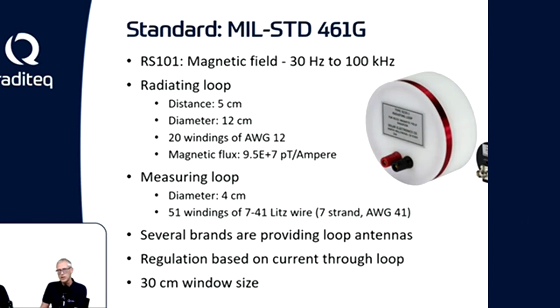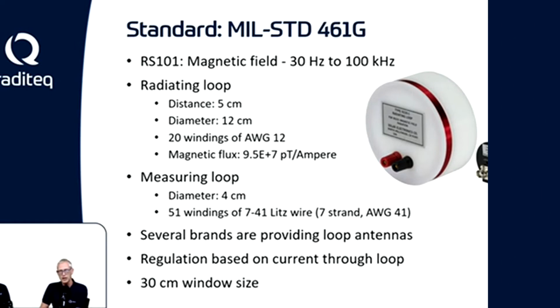The first standard, which is as far as I know the first one that has described this magnetic field test, is the MIL standard 461G. Specifically, it is the RS101 test, which is the magnetic field from 30 Hertz to 100 kilohertz. And in that standard, it is described that a radiating loop should be used with a diameter of 12 centimeters with 20 windings of specific AWG 12 wire, and that it should be used in combination with a distance that the loop is 5 centimeters separated from the EUT that's being measured.